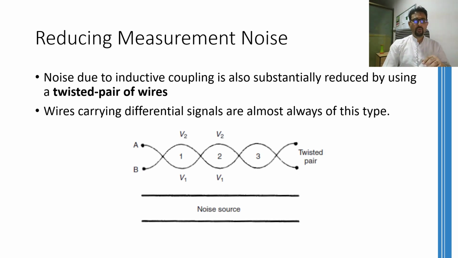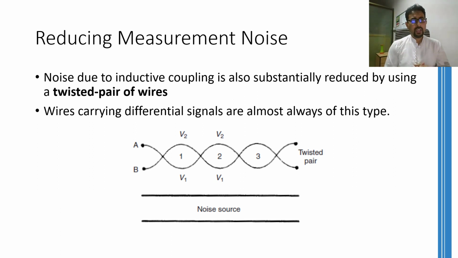In the diagram shown, you can see that if you are using two wires A and B, then in this junction, V1 will be induced in the wire A, whereas V2 will be induced in the wire B. However, in the next area, which is this one, V1 will be induced in wire B, whereas V2 will be induced in wire A. So at the end, both wires will have same noise induced because of the inductive coupling.